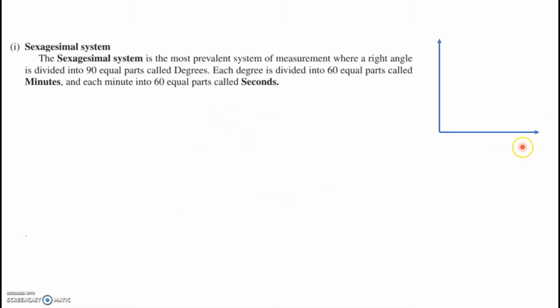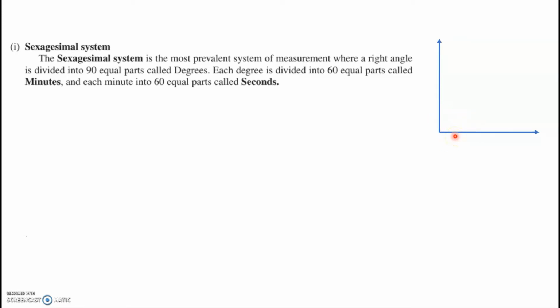You may be all familiar with this right angle. This is a very common angle that you would have used in triangles, or if you're talking about a rectangle, then you would say that one of its properties is that the angles are right angles. So you are familiar with the right angle.